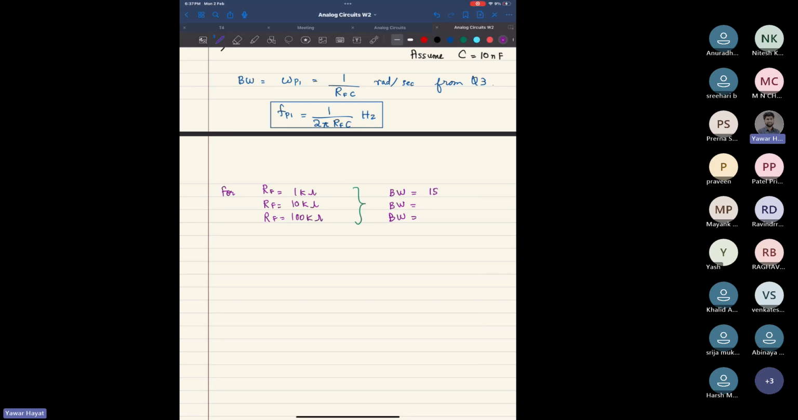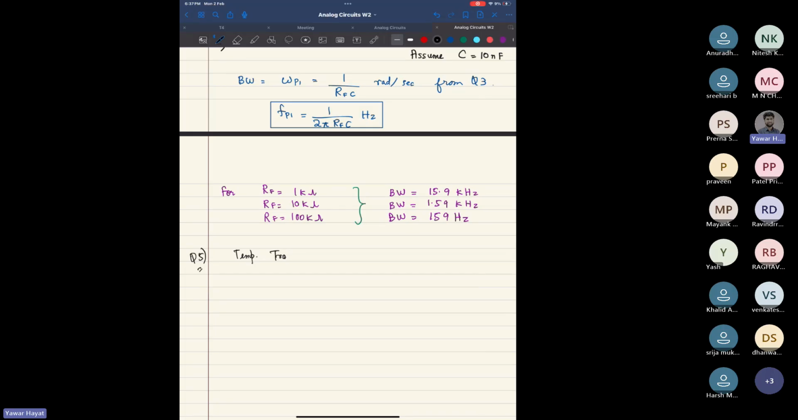For the first one, it would be 15.9 kilohertz. And divide by a factor of 10, it would be 1.59 kilohertz. Likewise, for the last one, it would be 159 hertz. We're done. Question number 5. Consider a temperature transducer with following specifications.